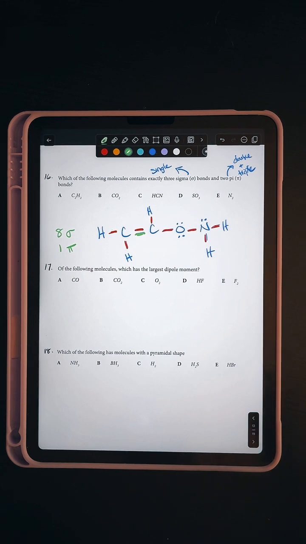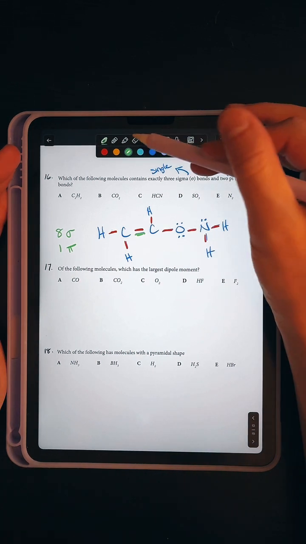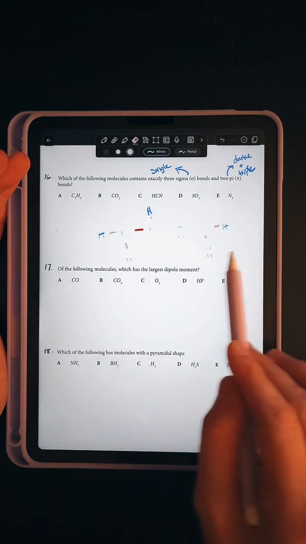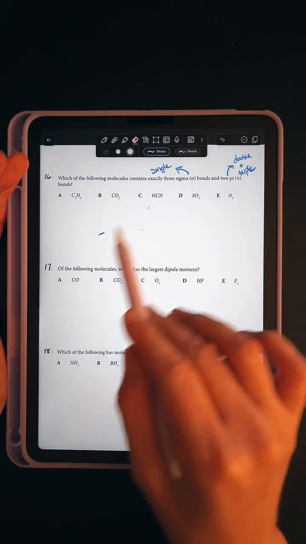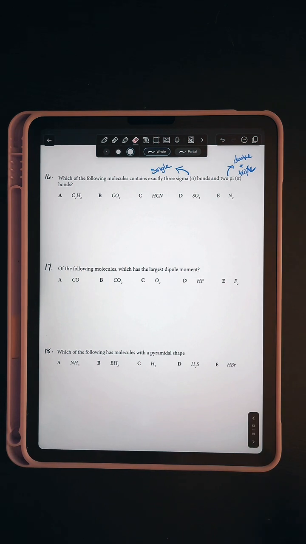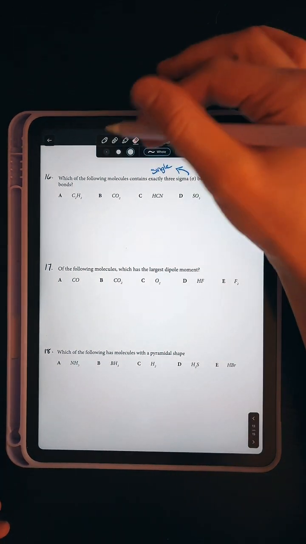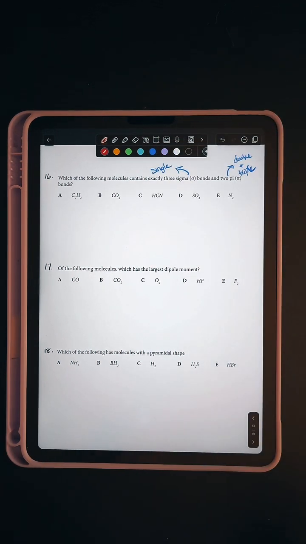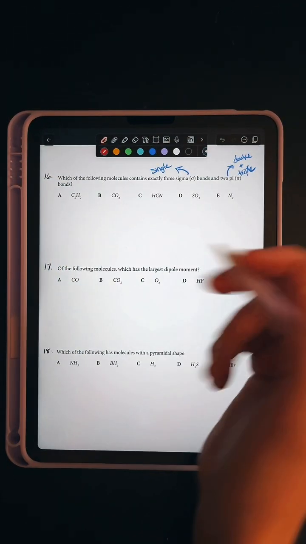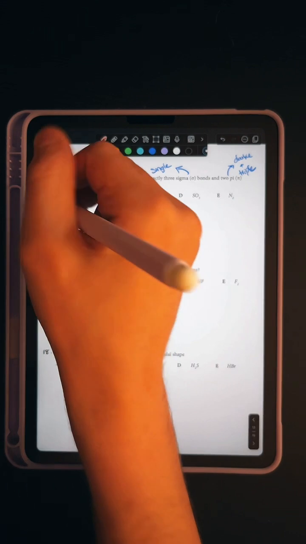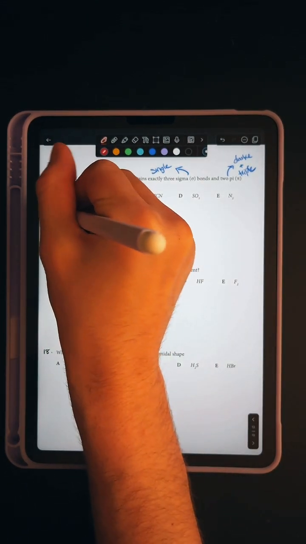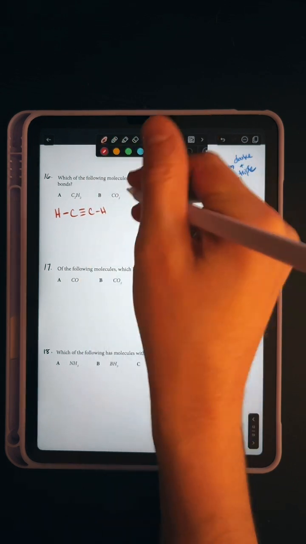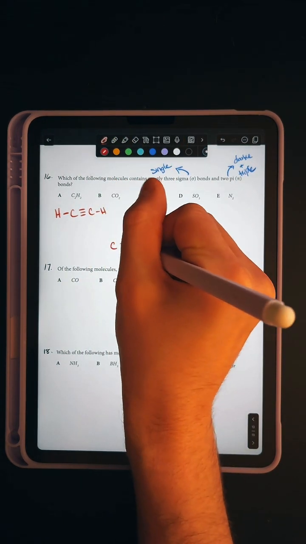Let's go ahead and figure out this question. Just for the sake of time, I am going to draw out the Lewis dot structures without talking about how I'm doing it. I'm just going to quickly draw out those Lewis structures. So for A, that's C2H2. That's a triple bond between those two carbons. For B is CO2.